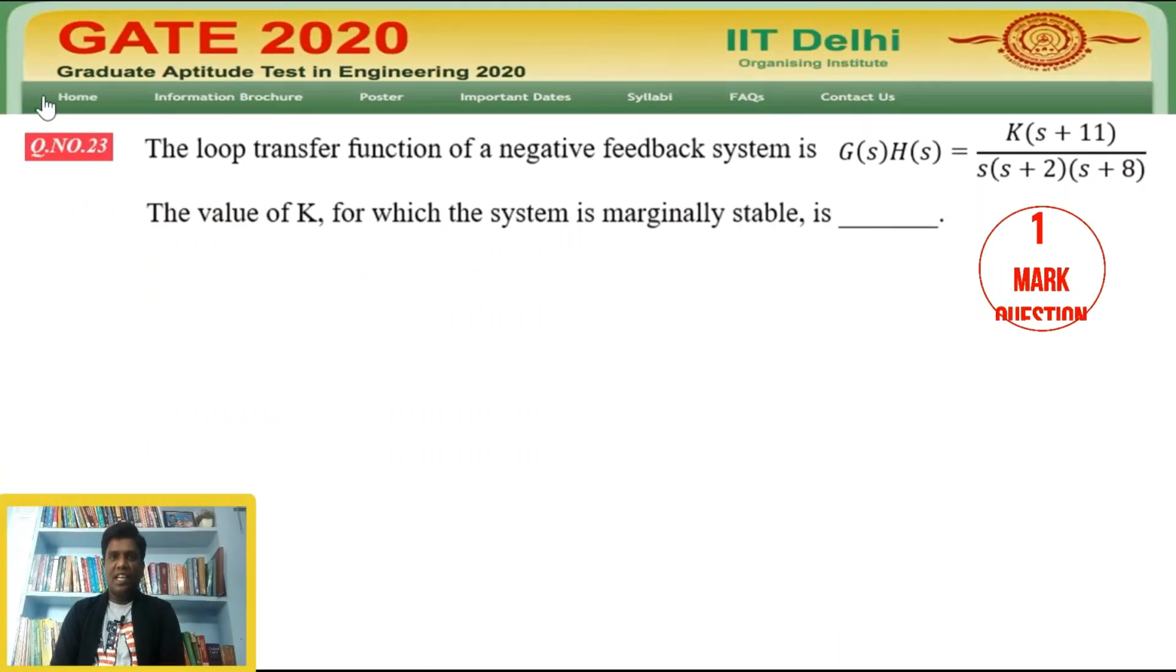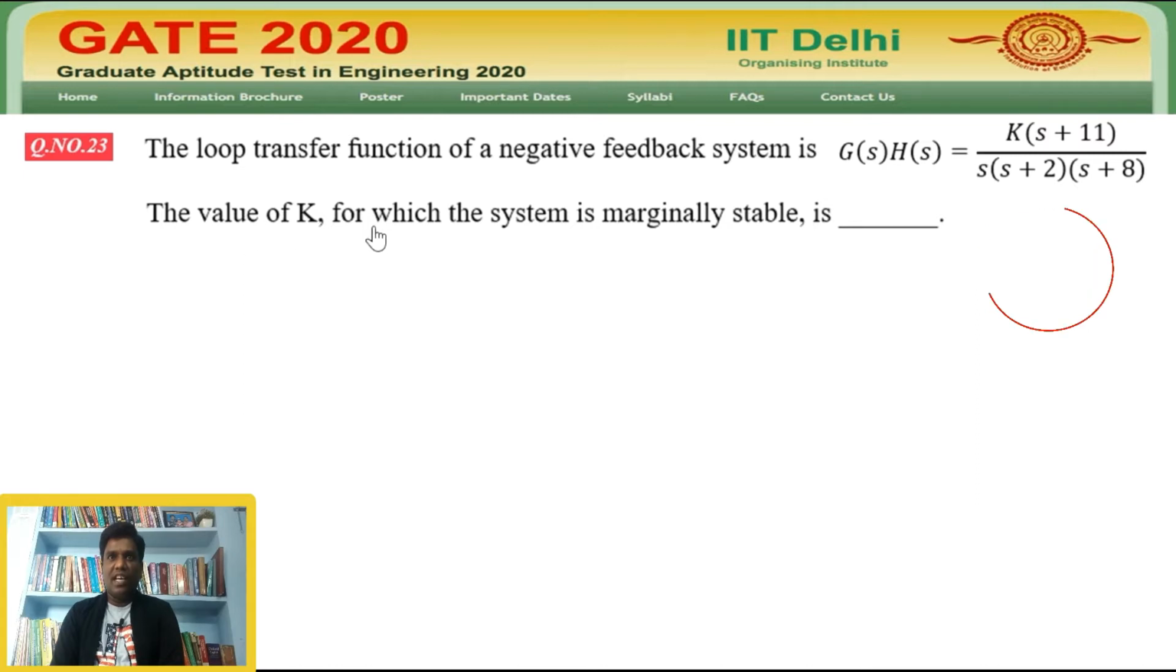Next we look at the second question. This is the 23rd question of the GATE exam 2020 for the EC department, question paper of the control system subject. The question is: the loop transfer function of a negative feedback system is G(s)H(s) = K(s + 11) / (s(s + 2)(s + 8)).